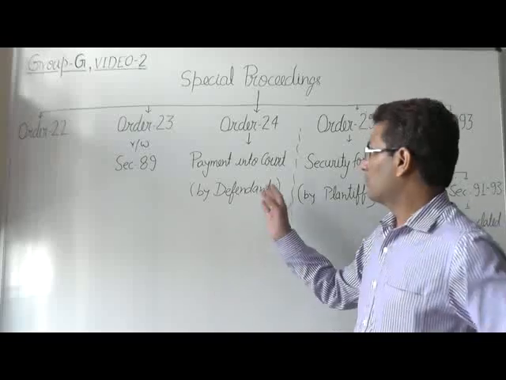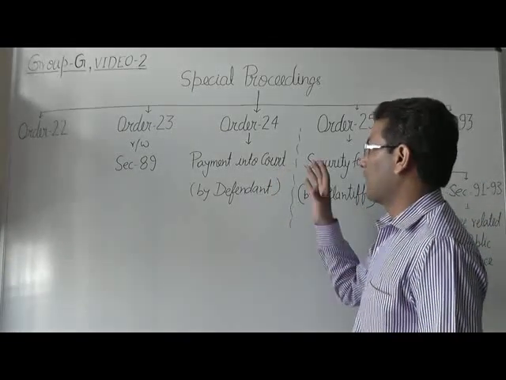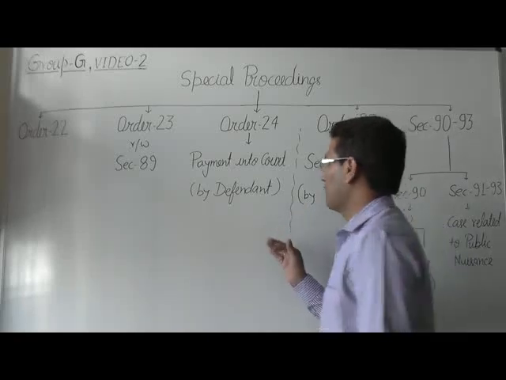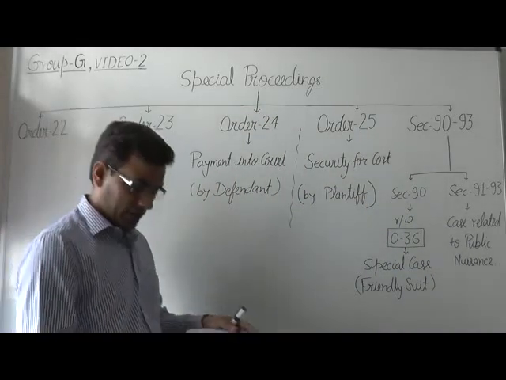Okay, so we have described the provisions of Order 24, Rule 4. Now come to Order 25, security for cost by plaintiff.